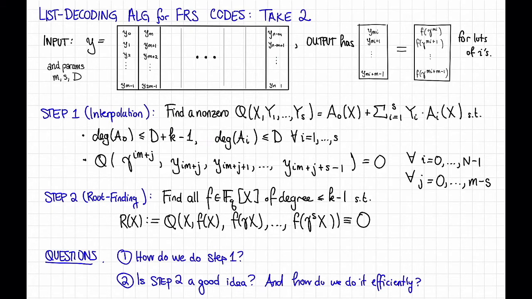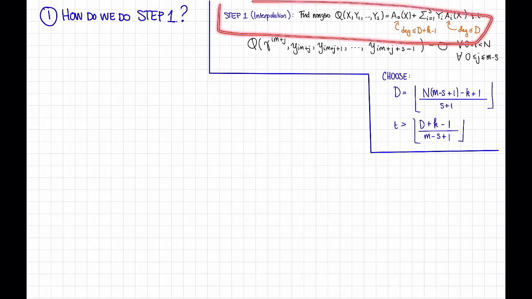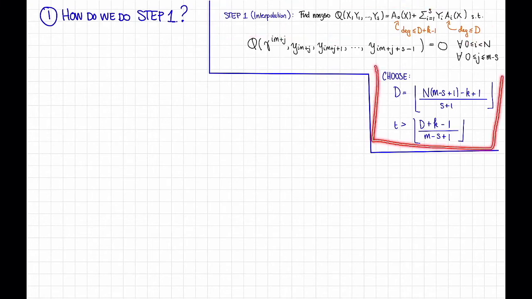Let's answer both of these questions, starting with the first one. How do we do step 1? Okay, so I've written step 1 up here. And I've also written what our choice for the parameters d and t are going to be down here. So we're going to choose capital D, that is the degree of these ai's, to be the floor of n times m minus s plus 1 minus k plus 1 all over s plus 1. And we're going to choose t, that is the parameter of agreement, to be the floor of d plus k minus 1 divided by m minus s plus 1. And we'll see why we chose d and t like this shortly.